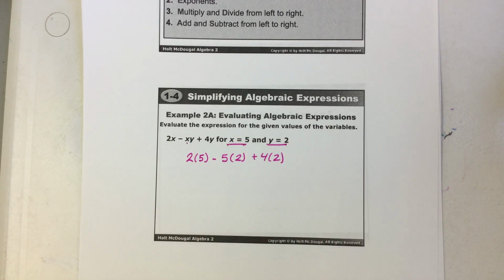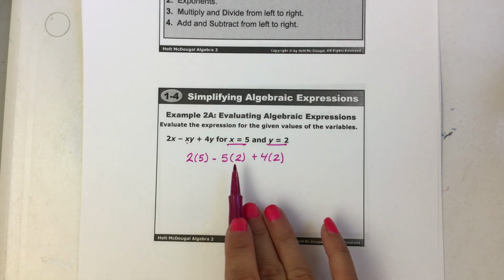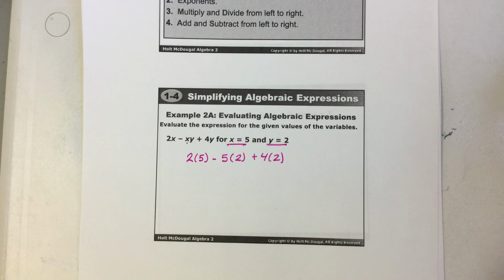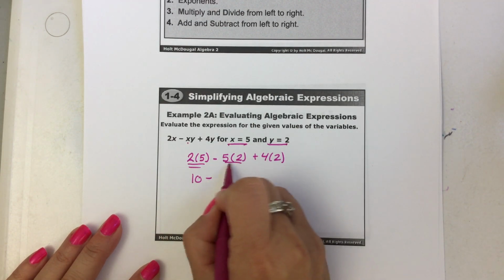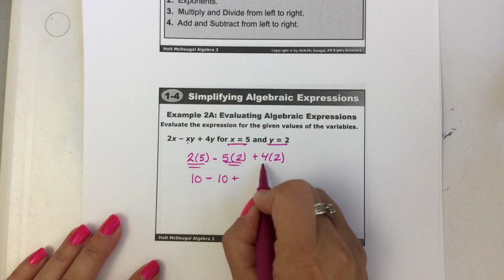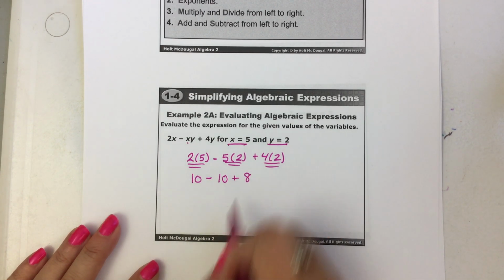Order of operations, there's nothing I can do inside of parentheses. All of my parentheses are just when I filled a value in, so they indicate multiplication. I have no exponents, so I'm going to go ahead to the next step, multiply and divide left to right. 2 times 5 is 10, minus 5 times 2 is 10, plus 4 times 2 is 8.